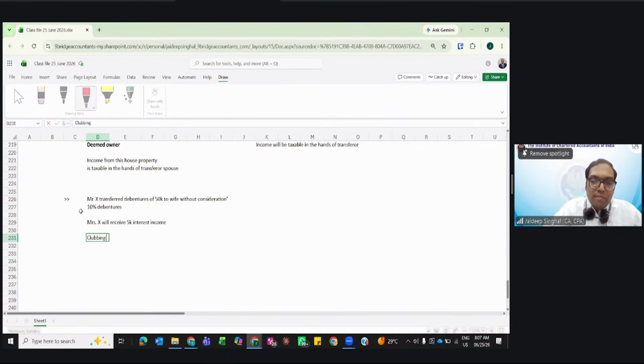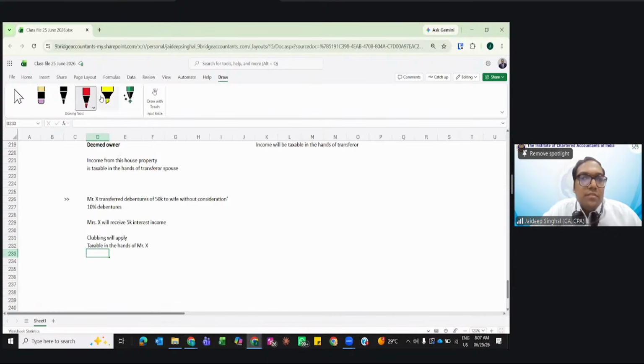Now here clubbing will apply. It will be taxable in the hands of Mr. X. Clear? Now the clubbing will apply here. Now tell me, let's suppose this 5,000 income is further invested.